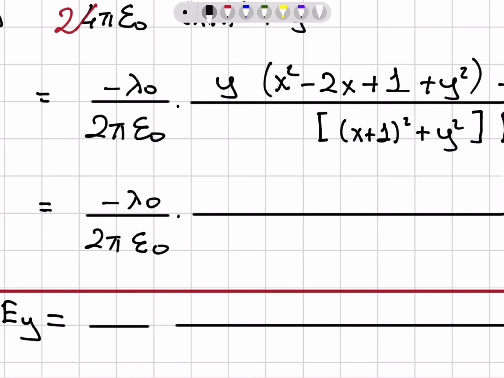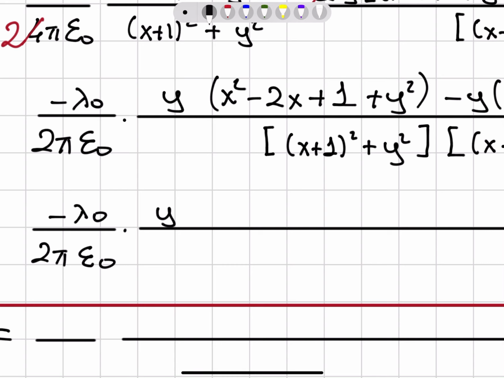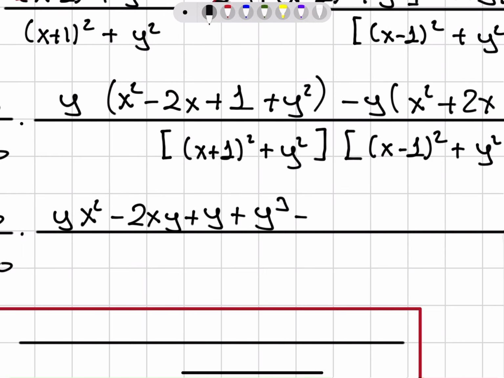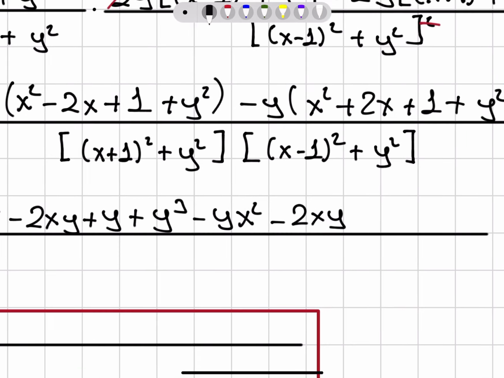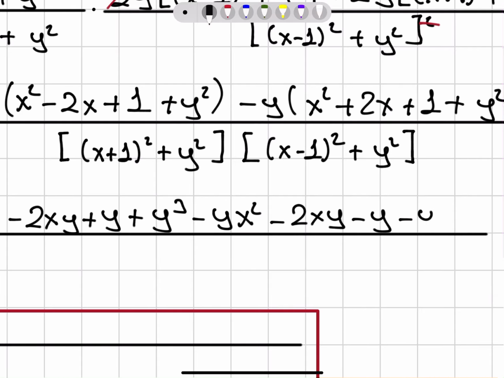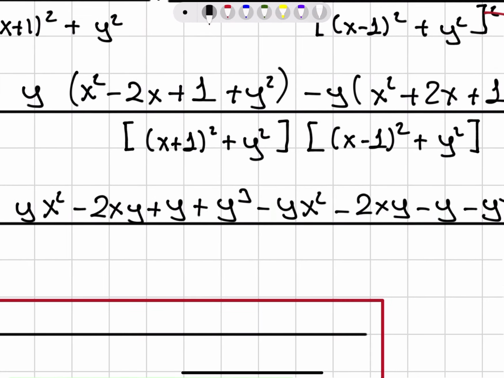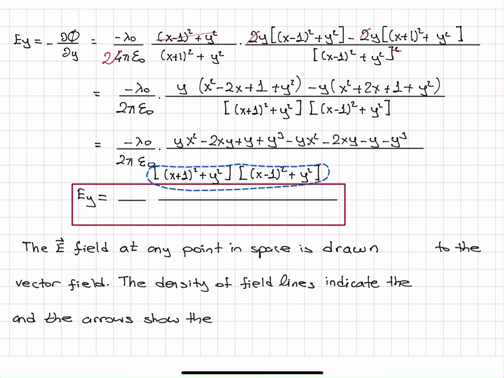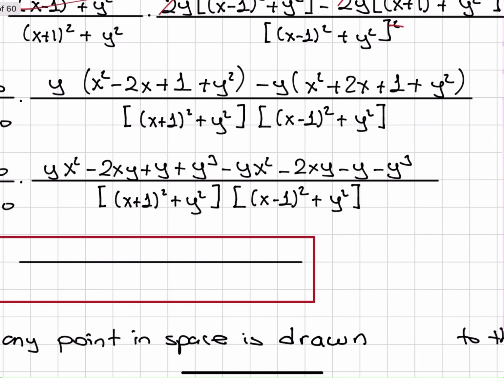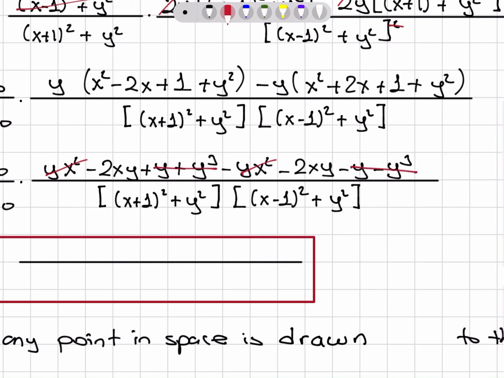Now we're going to distribute the y. So we will obtain yx squared minus 2xy plus y plus y cubed minus yx squared minus 2xy minus y minus y cubed. And this is divided by the same thing over here. Now looking at this term, I see that yx squares will cancel out. And what else? y plus y cube, and here minus y minus y cube, so they will cancel out.